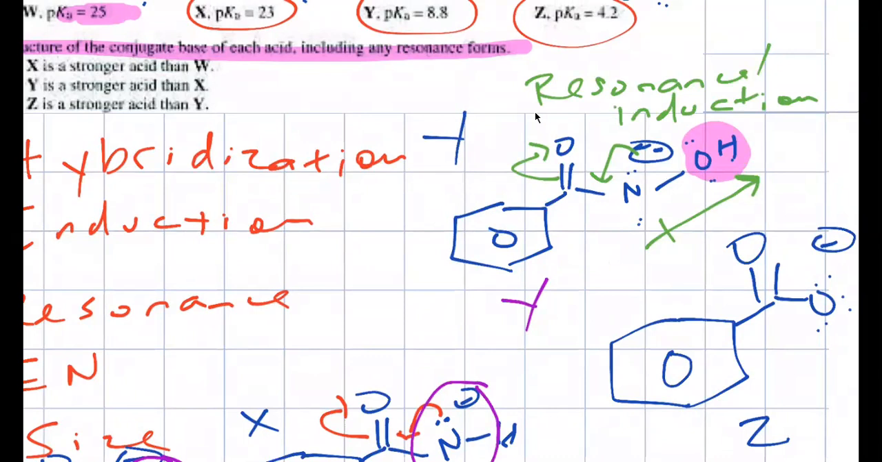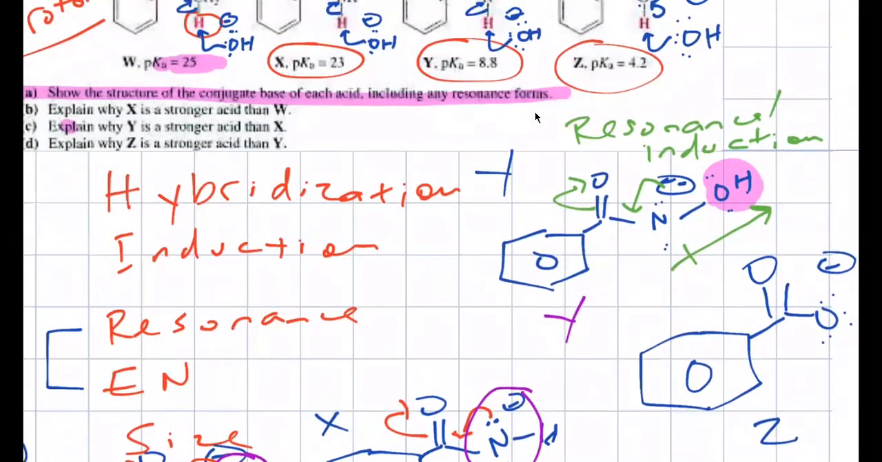So when you look at Y as compared to X, what can you say? How would you explain it? Let's start thinking in terms of saying this in complete sentences. Y is a stronger acid than X because the conjugate base is stabilized by what?